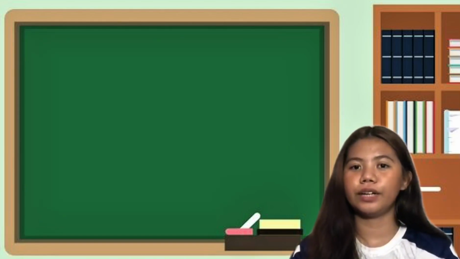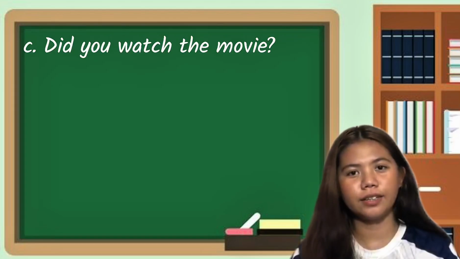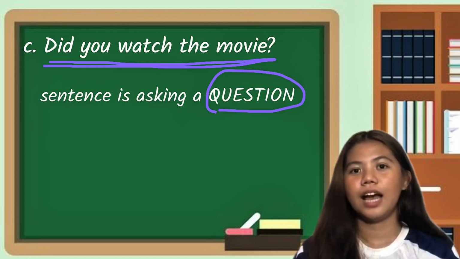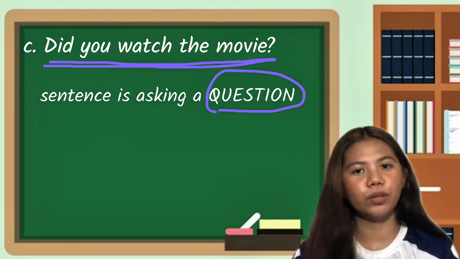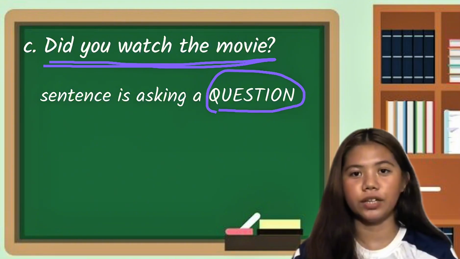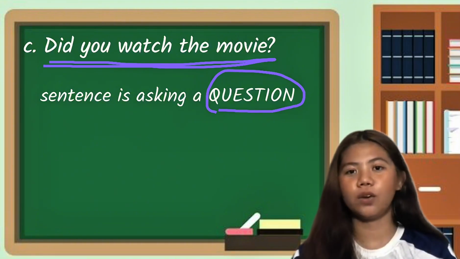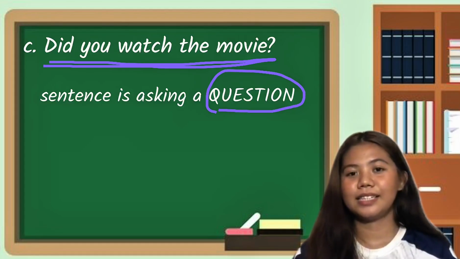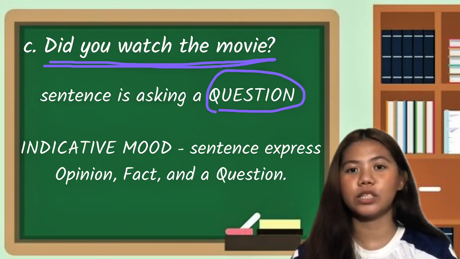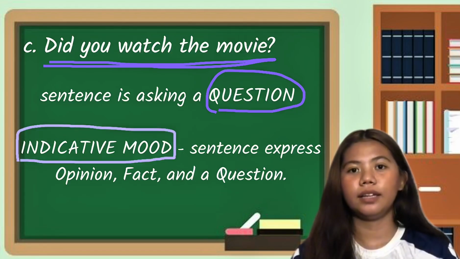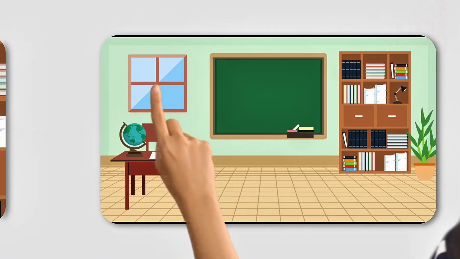Another example is, did you watch the movie? Here, the sentence is asking a question. As we have said, indicative mood can express opinions, facts, and questions. So this is a question. That's why it is an example of an indicative mood. Simply, when a sentence expresses an opinion, a fact, or asks a question, that is indicative mood.